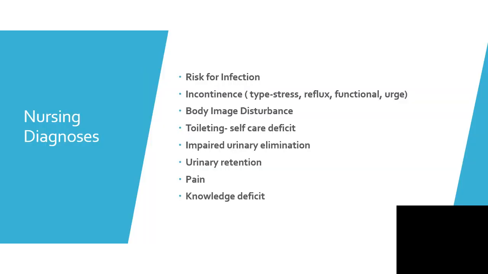So now that we've assessed our patient and their renal function, what are some nursing diagnoses we can use when thinking about their plan of care? Maybe they don't have an infection or urinary tract infection, but are they a big risk for it? Do they have that catheter in place? Incontinence, and if so, what type of incontinence is it? Remember the different types: stress, reflux, functional, urge.